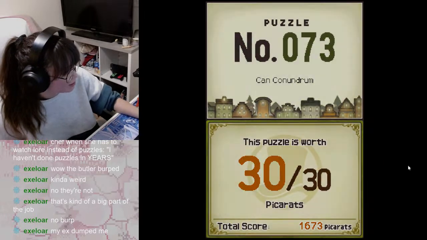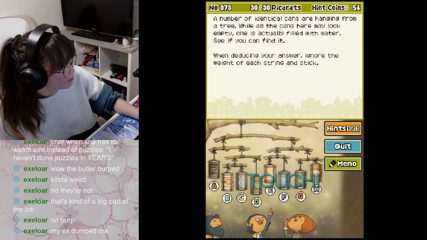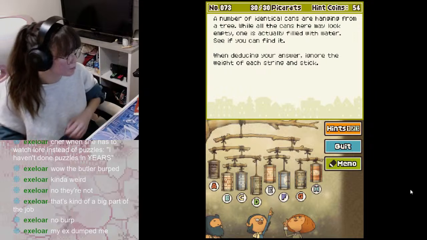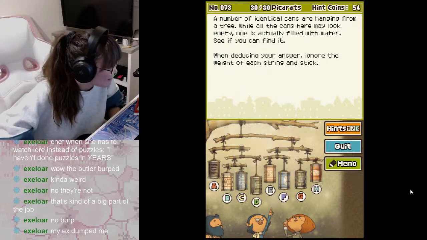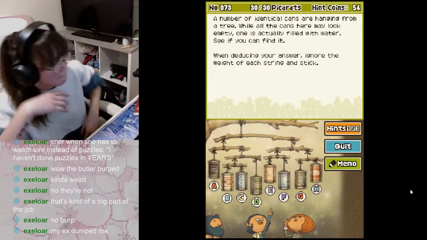A number of identical cans are hanging from a tree. While all the cans here may look empty, one is actually filled with water. See if you can find it. When deducing your answer, ignore the weight of each string and stick. I'm thinking it's A.